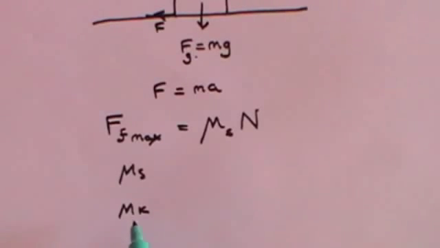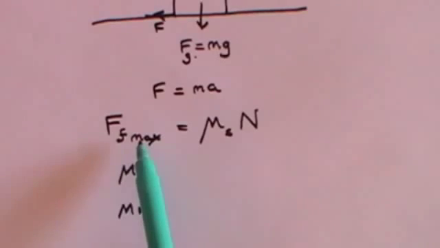So for example, mu s is always greater than mu k. If you take a wheelbarrow, for example, you need to give it a hefty shove. Let's say the wheelbarrow is full of bricks. You need to give it a heavy shove to get it moving, but once it's moving, you don't need to apply quite so much force to keep it moving.